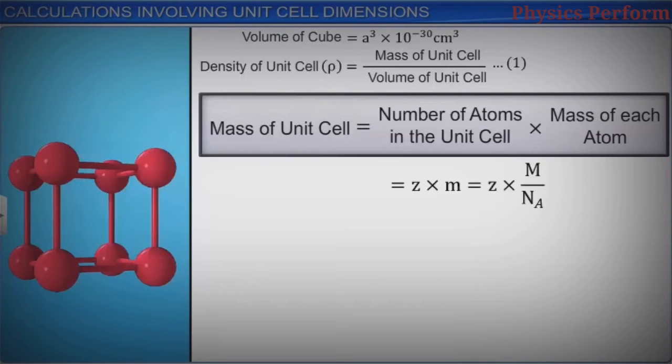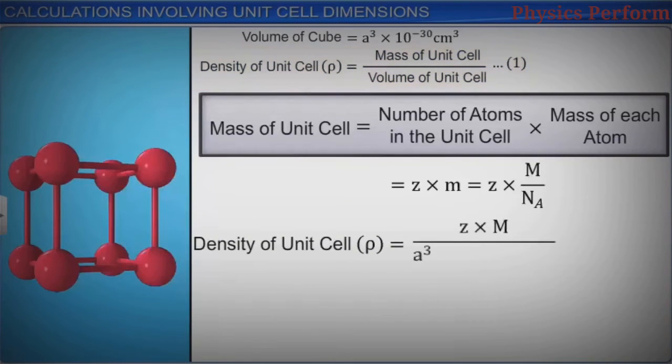Substituting the values in equation 1, we get ρ is equal to Z into m divided by a cube into 10 to the power minus 30 into Avogadro's number grams per centimeter cube.